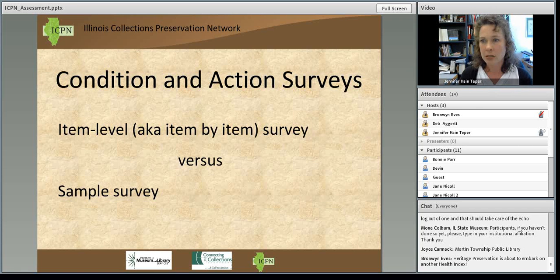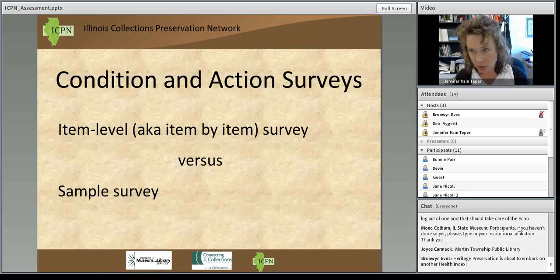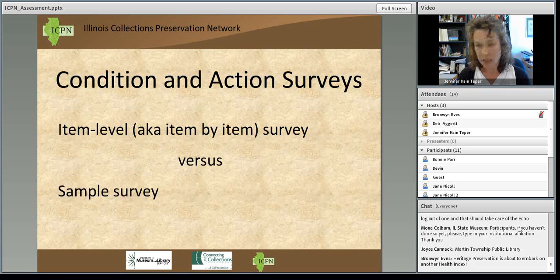Item level is going to give you by far the most reliable data. And if you're looking at trying to actually prioritize what you are going to do to the collection and which pieces you're going to do it to, an item level survey is the only way you're going to get that information, because it requires that you look at every single individual piece. So the smaller the collection, the easier and more accessible the item level survey is, but you're going to get a lot more meaningful data from an item level survey.